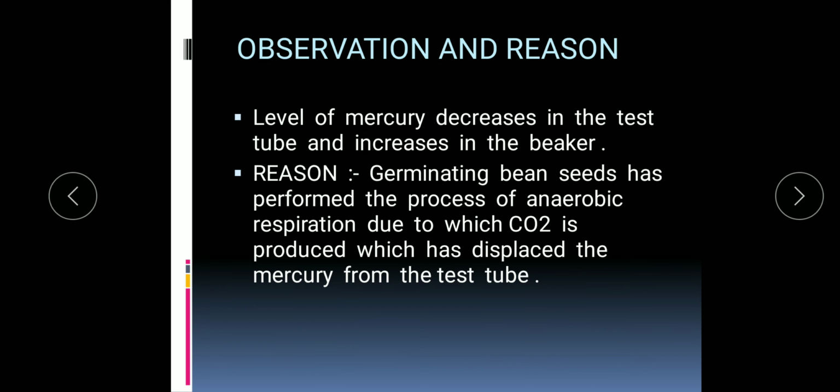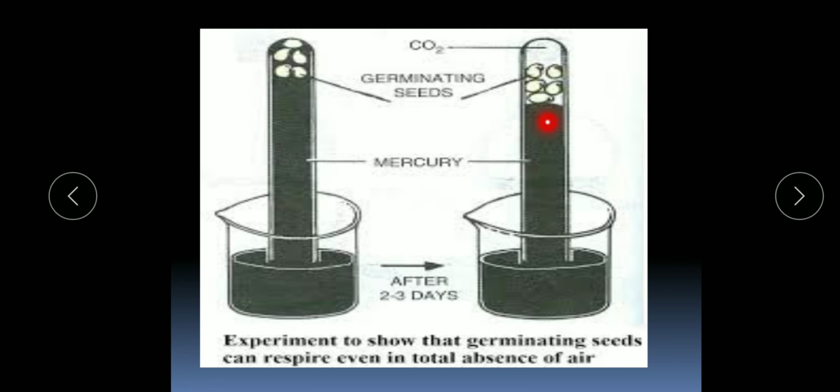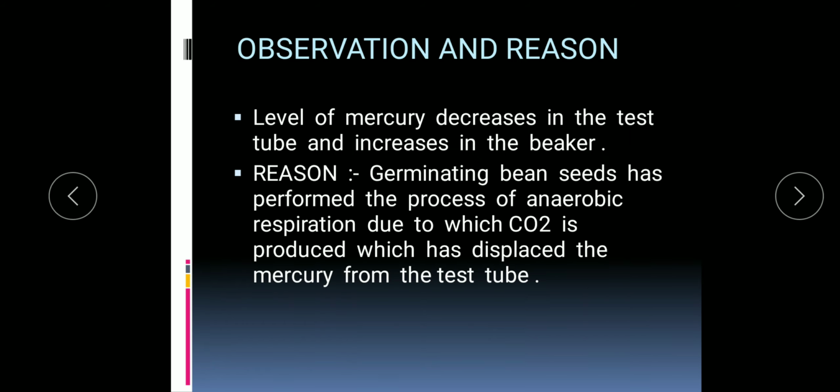So just see here, the observation will be what? The level of mercury will decrease in the test tube and increase in the beaker. Reason: the germinating seeds have performed the process of anaerobic respiration, due to which carbon dioxide is produced, and which has displaced the level of mercury in the test tube.